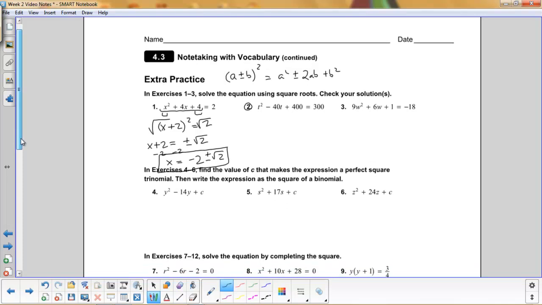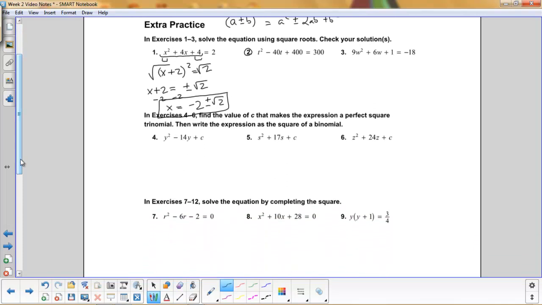All right, in this particular case, what we're looking for is the value of c that creates a perfect square trinomial. So what I'm going to do is take a look at my examples and decide how this is going to work. We'll look at question number 4 first. All right, so I get y squared minus 14y plus c. I'm going to go ahead and move back up just a little bit so I can still see this.